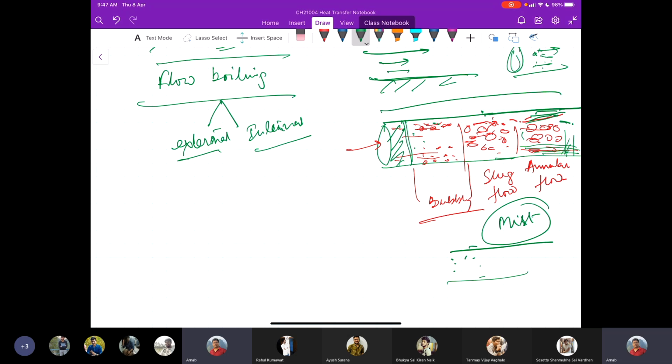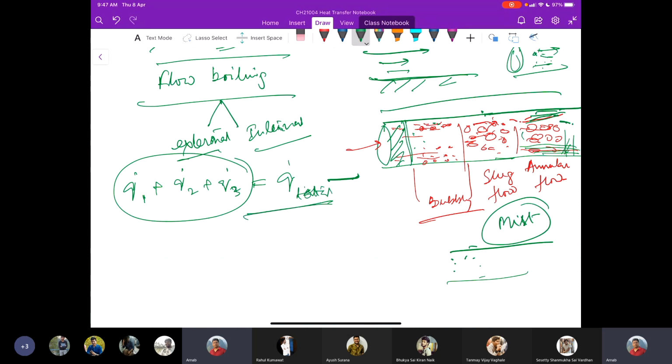So a crude estimate of heat flux in such cases is that you add Q dot for each and every component, 1, 2, 3, whatever the flow regime you are observing, add the contribution of that and you get the Q total. This is a crude estimation. That means you have Q dot 1 here due to forced convection. You have another relation to find Q dot for bubbly flow. You add all these heat fluxes and you get the total estimation. Any question?